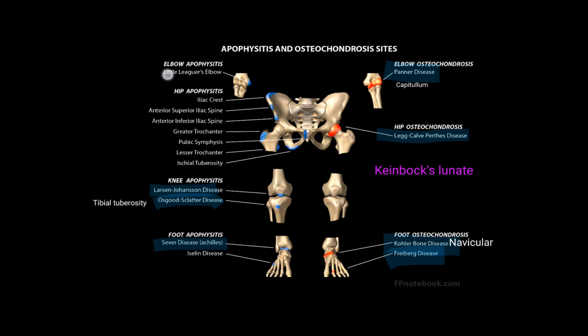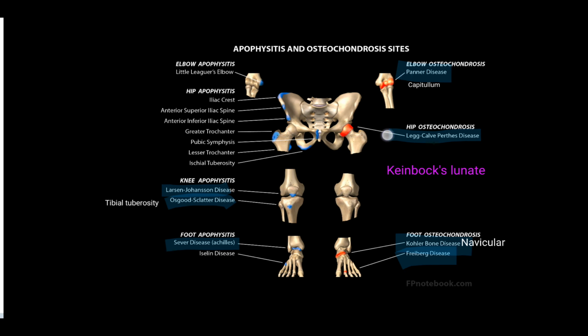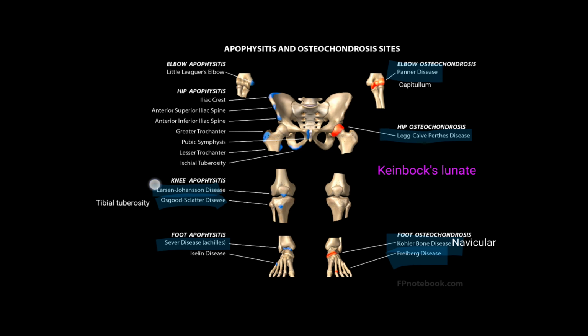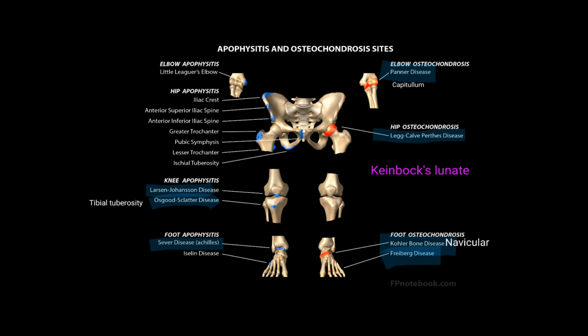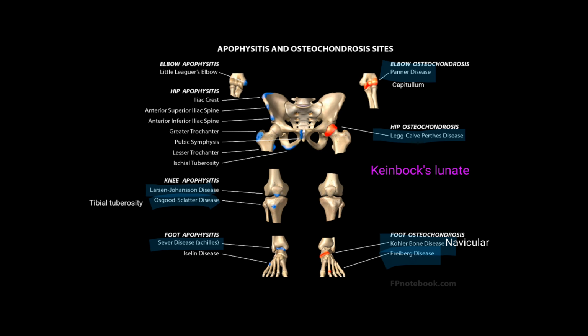Apophysitis is little leaguer's elbow, while osteochondrosis is Panner's disease. Then Legg-Calvé-Perthes, Larsen-Johnson, Osgood-Schlatter, Sever's disease, Köhler's disease, Freiberg disease, and Kienböck's disease. Remember the names. Read it two to three times, then you will find it easy.